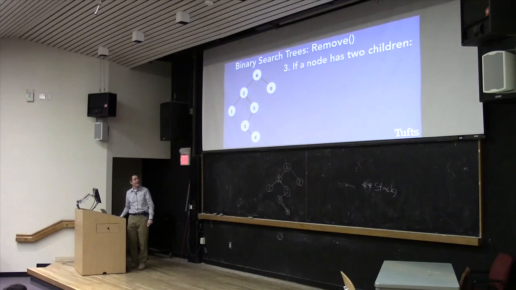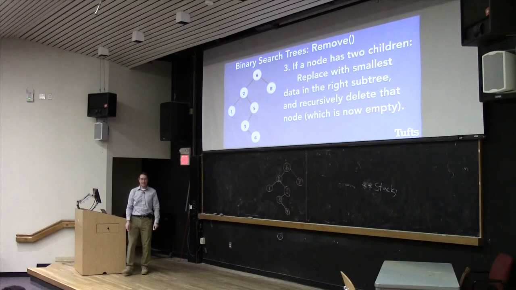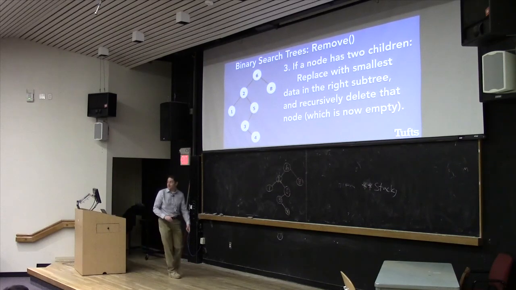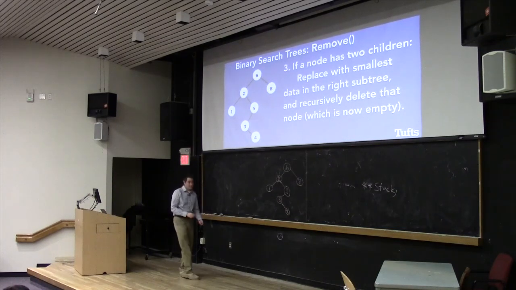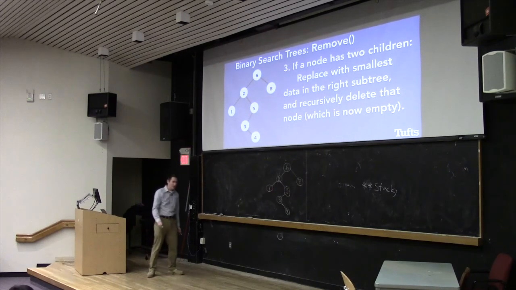Let's just see. Replace with the smallest data in the right subtree. So all you have to do in the right subtree is find the smallest. That's easy, find min is easy. The smallest in the right subtree. And then recursively delete that node, which is now empty.